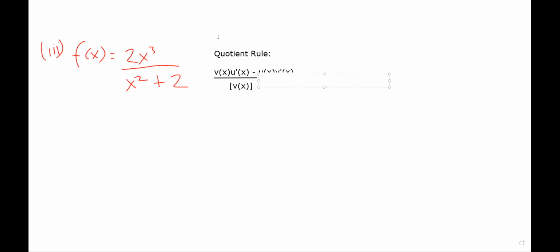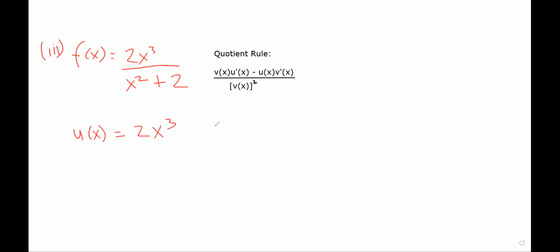All right, that now makes sense. That's our quotient rule. So our u and v values: our u is our numerator and our v is our denominator, right? So we see where our u value, which is our numerator, u of x, is equal to 2x cubed.